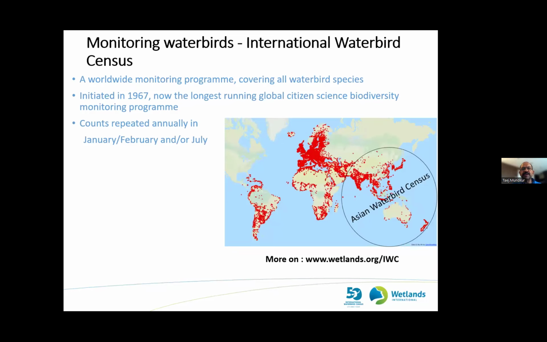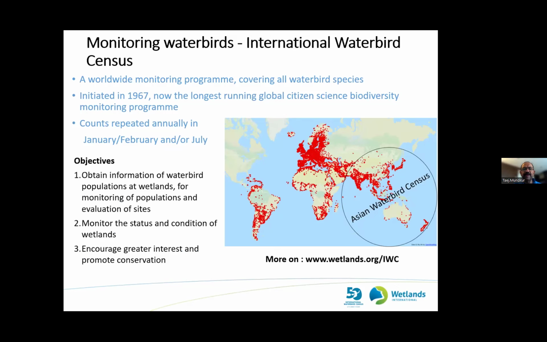As has been mentioned, the Asian Waterbird Census is a census that covers Asia and Australasia, and it's part of a global census, and the focus is to monitor all waterbird species. It covers much of the globe and was initiated way back in the 1960s. It is undertaken in January and February in many countries, although we do include data from December where it's available. And in some parts of the world, the census is repeated in July.